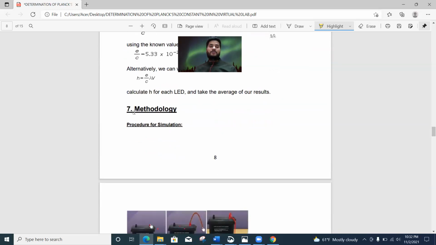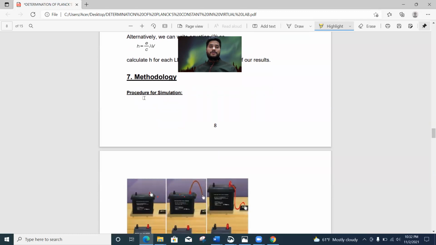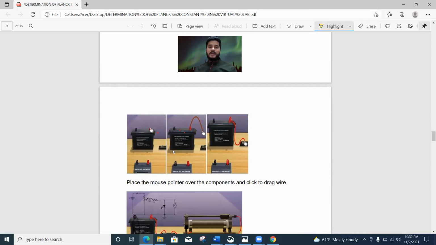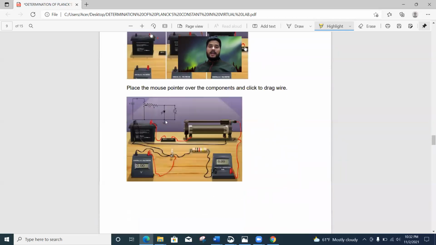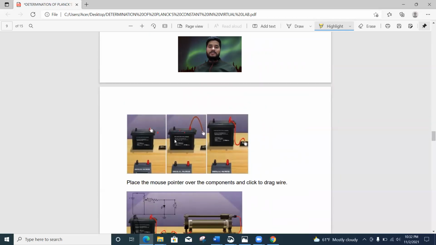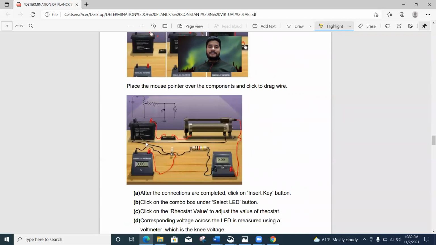Now we enter into our virtual lab. This is the methodology for the virtual lab. We have only one simulation, and this is our simulation. This is our battery, and we should connect the experiment this way: where we click the arrow, the cross of our mouse on the given red color helps us connect the wire. In this way we can do this virtual experiment, and after connecting all the wires, the circuit looks like this.